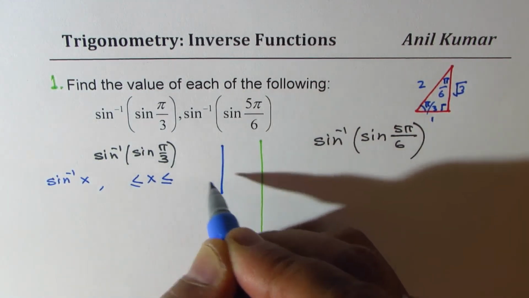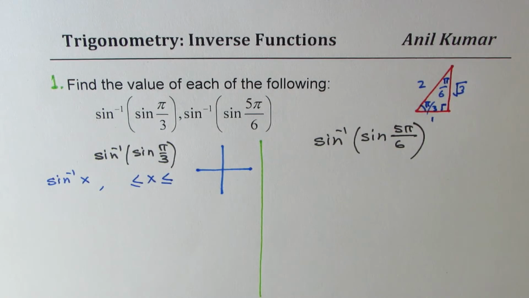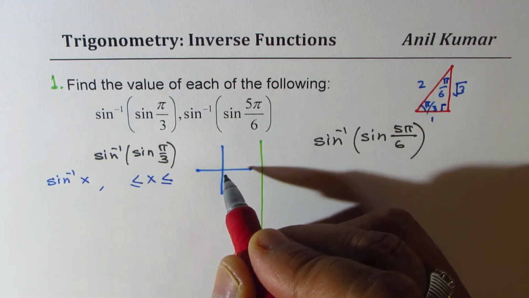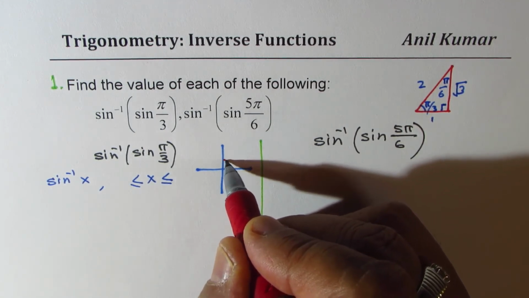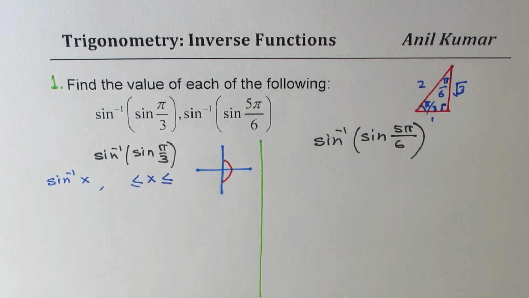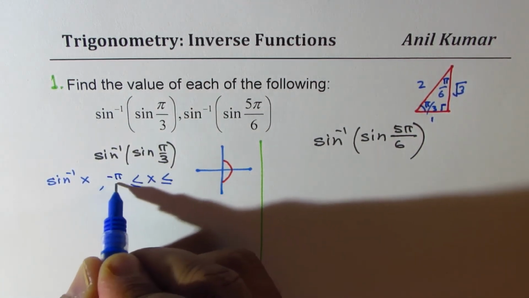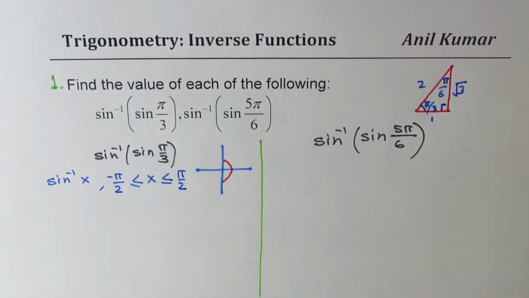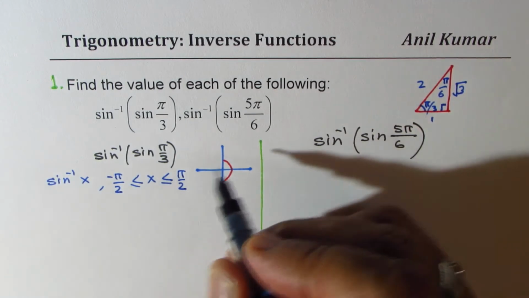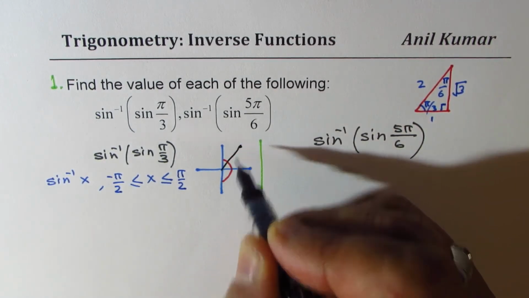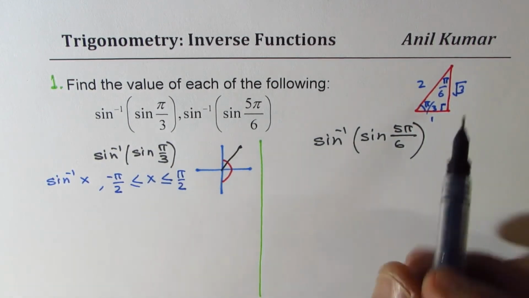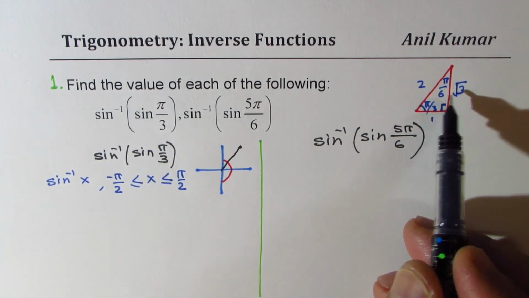If you look at your coordinate plane, you will realize that sine is a one-to-one function only when we look at constrained coordinates. So basically we take it from minus pi by 2 to plus pi by 2. Now sine pi by 3 is right there in quadrant 1, which is within the domain, correct? So that should work. Sine pi by 3 is square root 3 over 2.